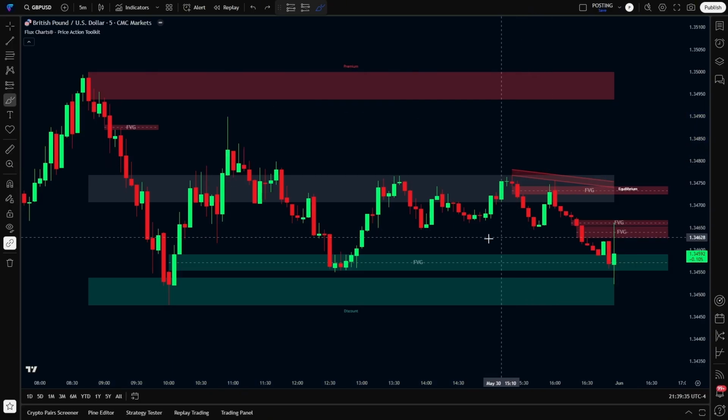So we won't look for short trades when price is in the discount, and we won't look for long trades when price is in a premium. Now that you understand this, I'm going to disable it off my chart until we're ready to use this information for taking a trade. With that being said, let's get into the first long trade example.